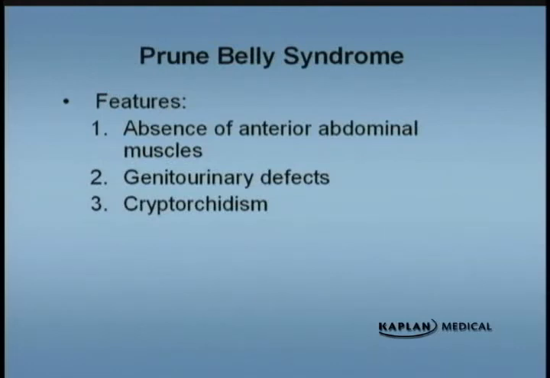Prune belly syndrome is basically congenital absence of the abdominal muscles. It is also associated with some other findings. It's a little more common in boys, so you'll see cryptorchidism with prune belly syndrome, and you also see genitourinary findings such as horseshoe kidneys or other renal anomalies. Since they don't have abdominal wall musculature, you can palpate everything in the belly. You can palpate the kidney, you can palpate the spleen and all. These patients also have a higher risk of constipation because you need those abdominal muscles to help move things along.